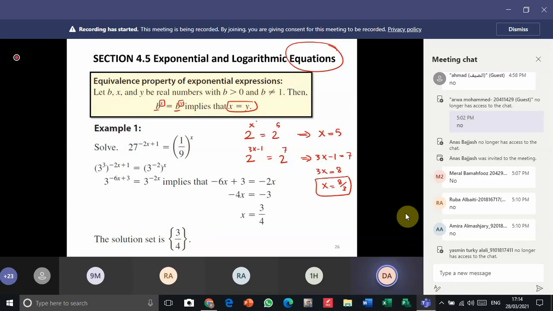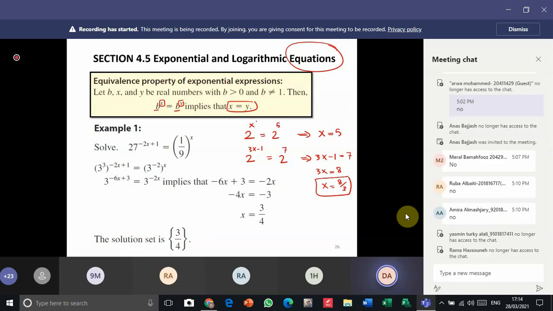Now sometimes we have two numbers, for example 27 and 9. We can convert 27 to a power of 3 and 9 to a power of 3.